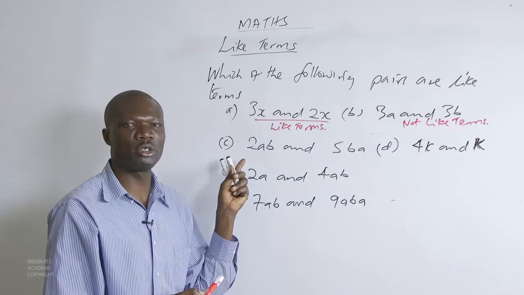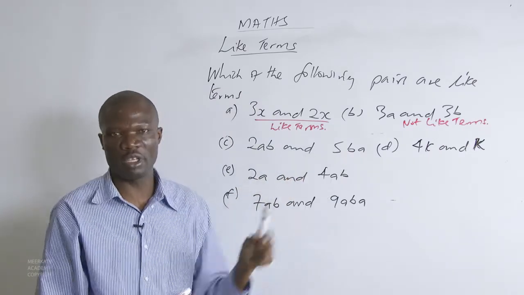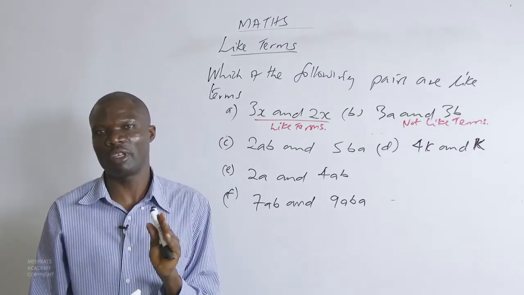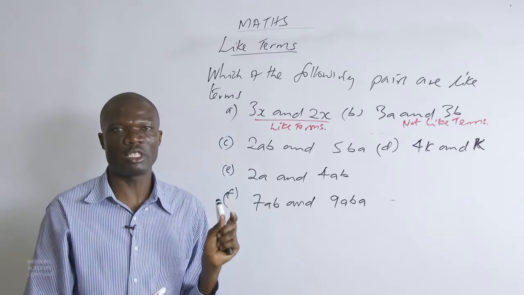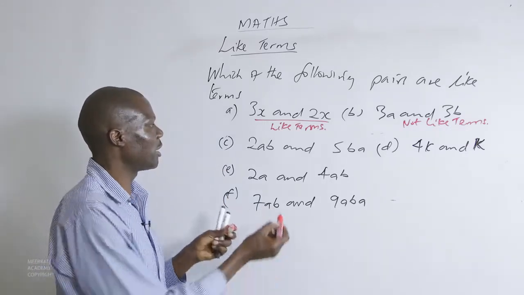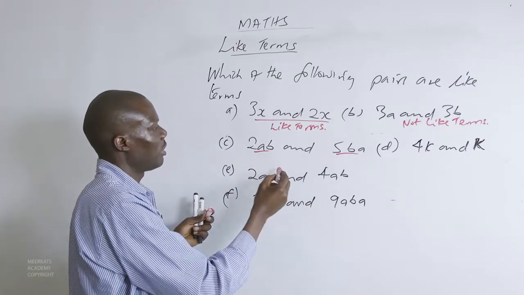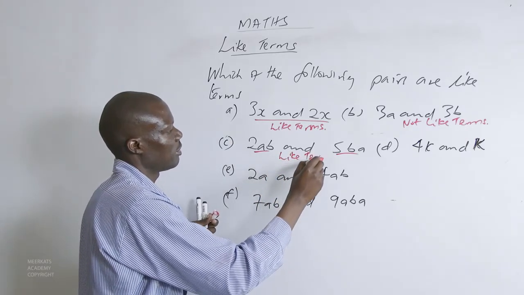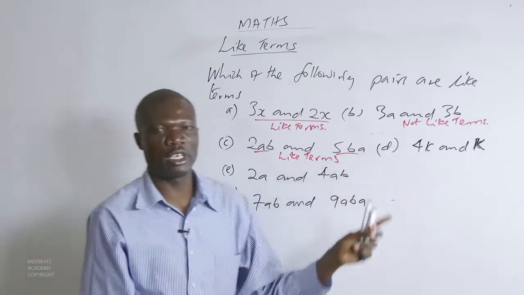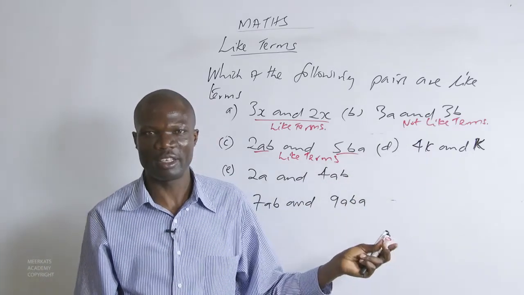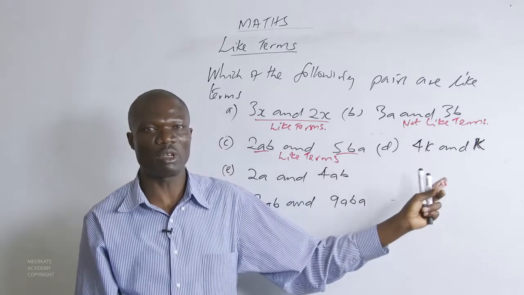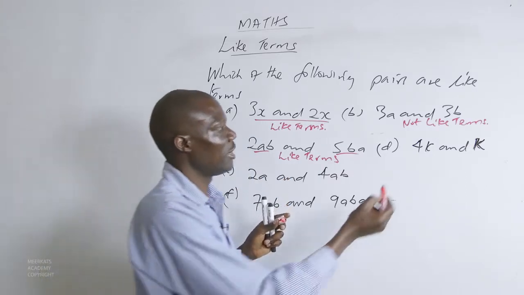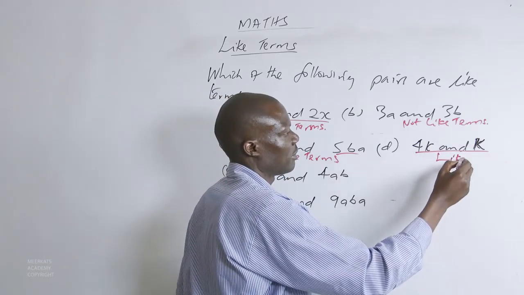The third one is 2ab and 5ba. In our points to note, we said the order doesn't matter. ba and ab will always be like terms. So we shall say that 2ab and 5ba are like terms. This is just straightforward, 4k and k. The coefficient here is 4, the coefficient here is 1. But the main part is that because k and k are the same pronumeral, this gives us like terms.